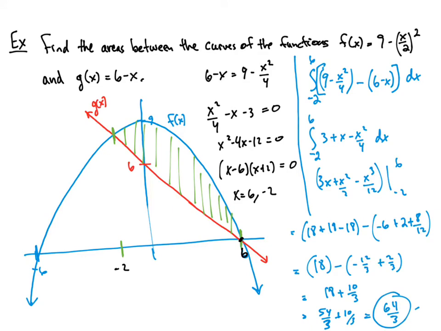Alright, so we end up with 64 thirds. We just go through, find the antiderivative of the integrand, and then evaluate at negative 2 and 6, subtract, and we end up with 64 over 3.